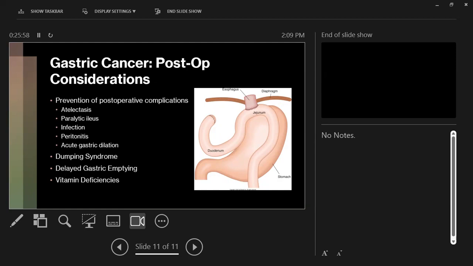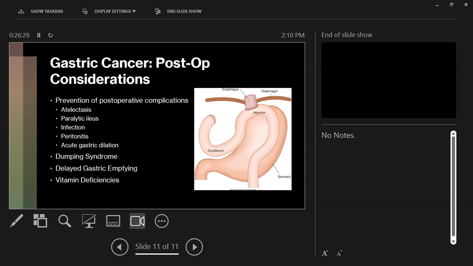We also need to consider these patients for what's referred to as dumping syndrome. And that is when the patient has had that entire stomach removed and there's a fast shift from food and liquid into the small intestine, which can cause abdominal distension. Usually about 30 minutes after eating is when this will present, and patients will have symptoms that include vertigo, tachycardia, syncope, sweating, pallor, and palpitations.